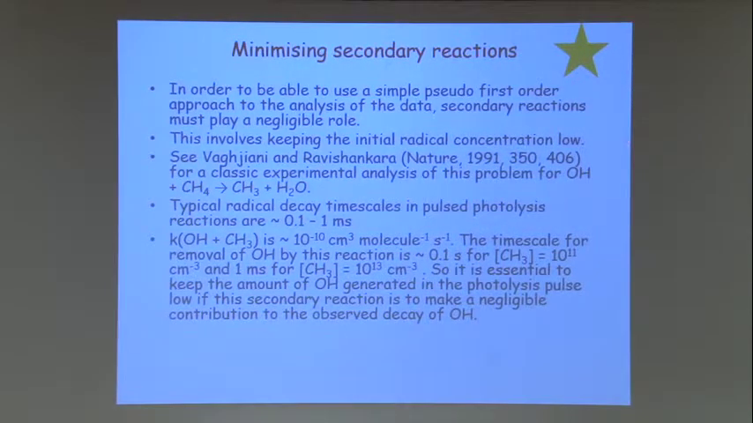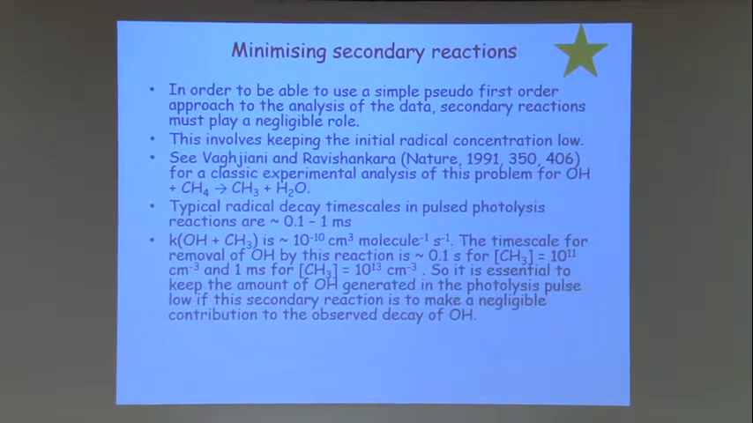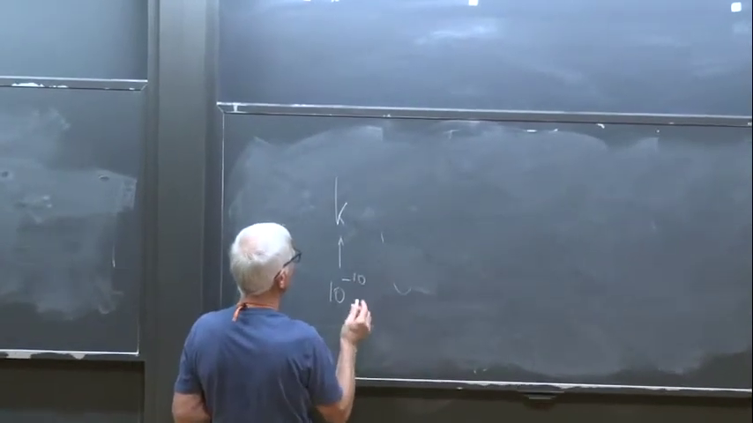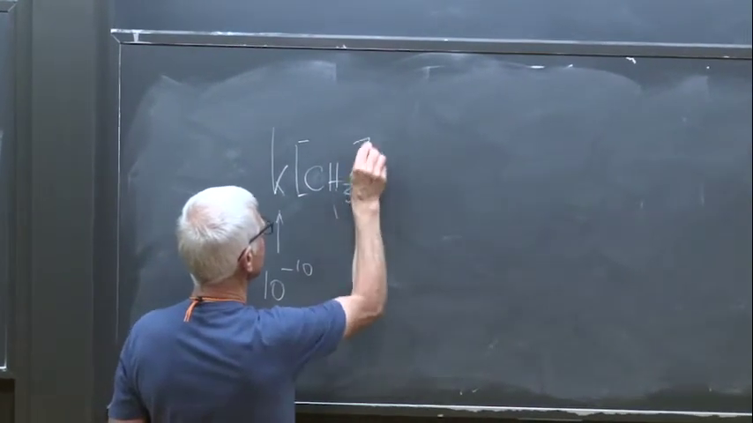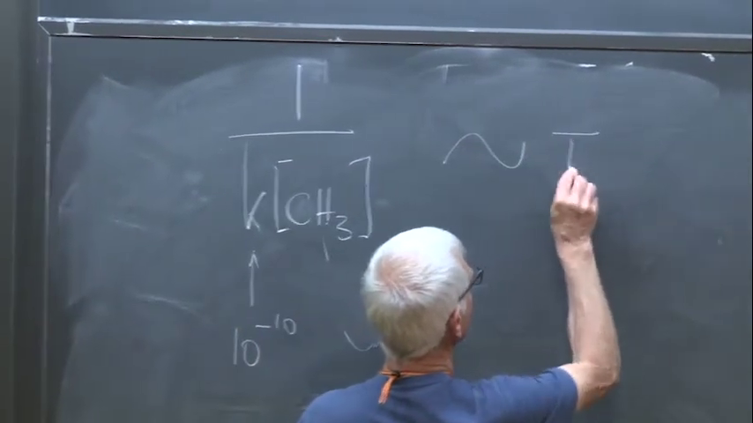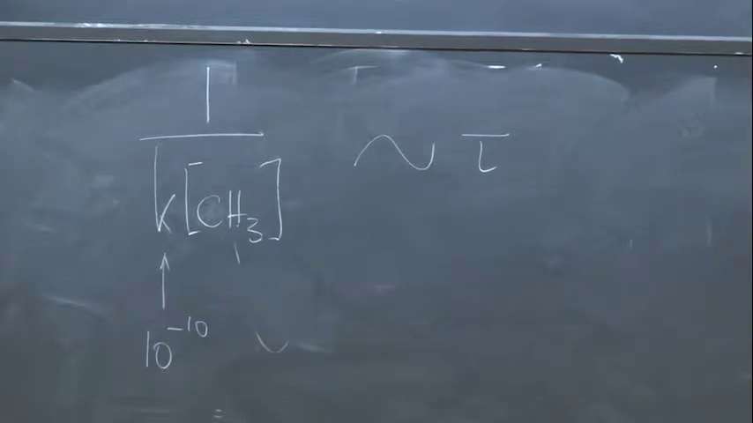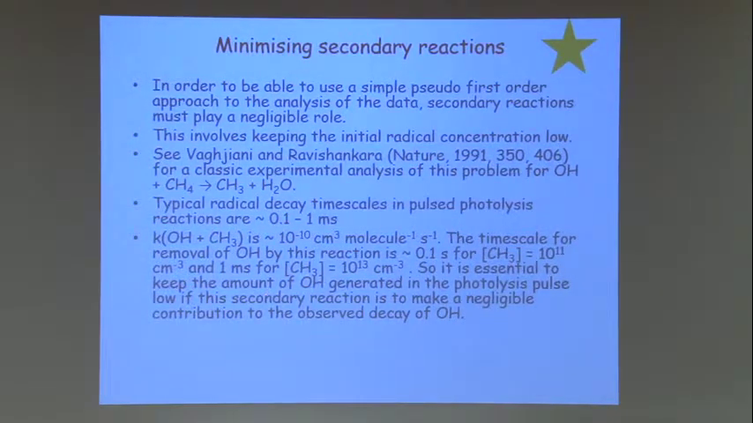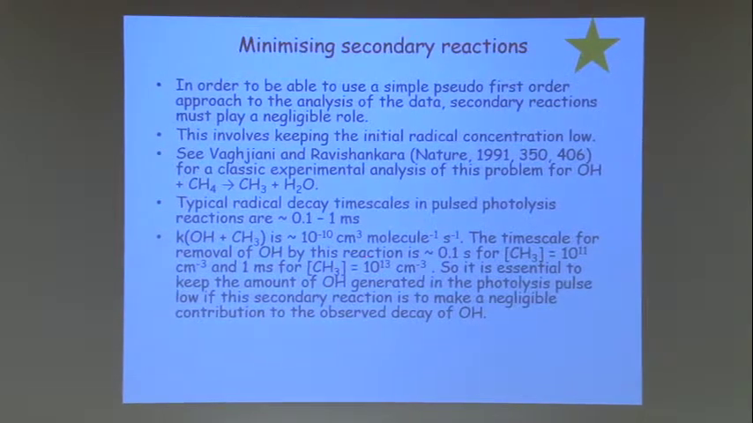The time scale for removal of OH by this reaction is 0.1 seconds for CH3 equal to 10 to the 11 per centimeter cubed. Let's show what I mean by that. What we're doing is we're looking at that rate constant, which is 10 to the minus 10, I won't put the units down, multiplied by CH3. And then we're looking at 1 over that. And that's going to tell us about the time scale of this secondary reaction. So if CH3 has got a concentration of 10 to the 11 per centimeter cubed, then that time scale is 0.1 seconds.